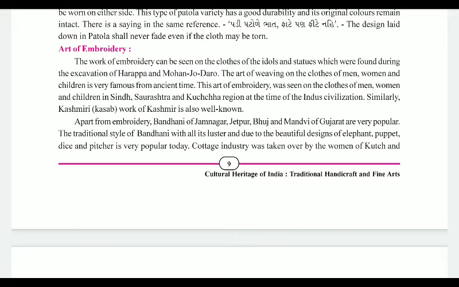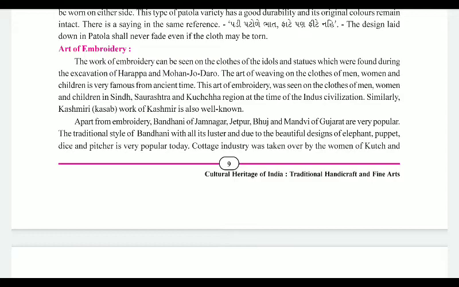Similarly, the embroidery work of Kashmir is also well known. Apart from the embroidery, Bandhani of Jamnagar, Jaipur, Bhuj, and Mandvi of Gujarat are very popular. The traditional style of Bandhani, with all its luster and the beautiful designs of elephant, puppet, dice, and picture, is very popular today.